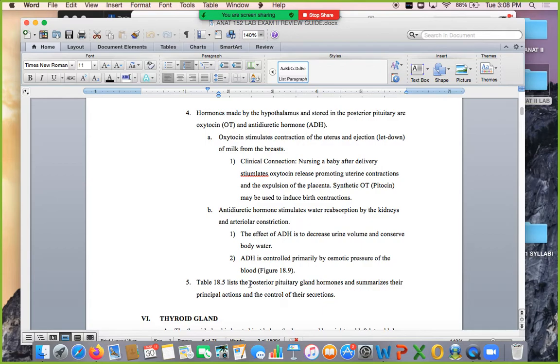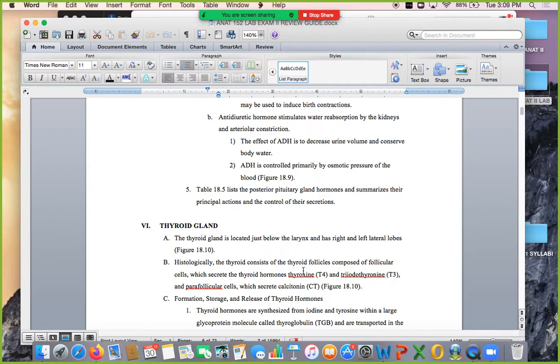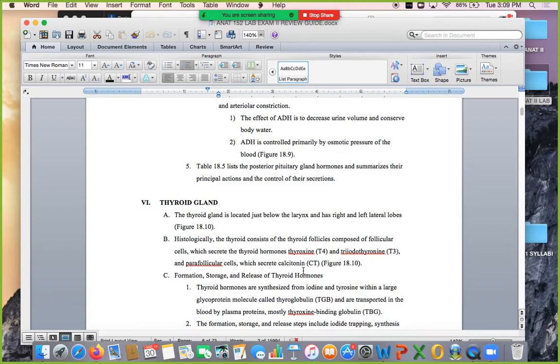If you need any help with that, we can go back to figure 18.9, talking about how the blood osmotic pressure regulates that. But again, a lot of this is just going to be for the true or false section. Mainly what we should be focusing on is going to be our images.